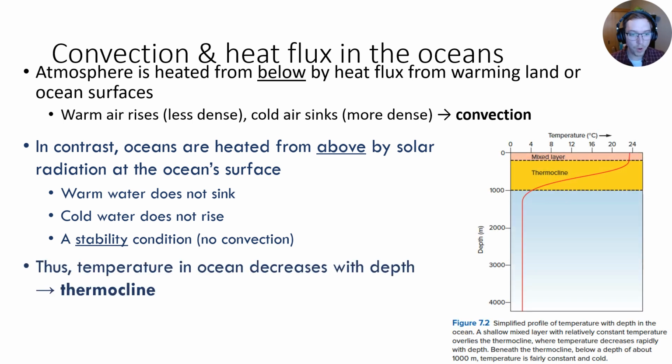So what you end up with is temperature in the ocean decreases with depth. We call this a thermocline. So here we've got a mixed layer near the surface. If we look at our figure on the side here, that very quickly drops off and kind of flattens out with depth again. So you go from roughly 23 degrees Celsius, just below the surface, to an average of less than 4 degrees Celsius as you get towards about a kilometer and a half into the water column.